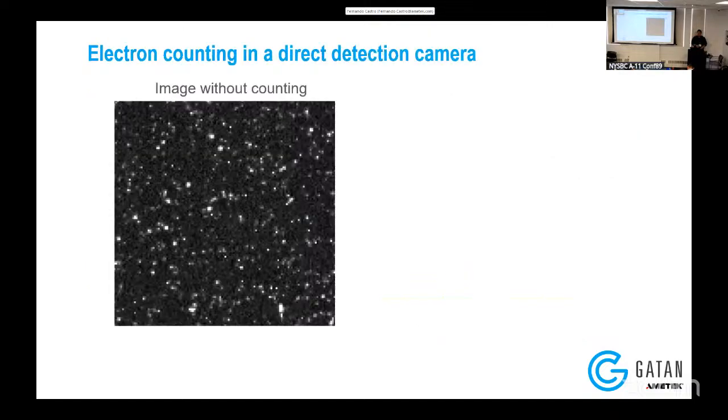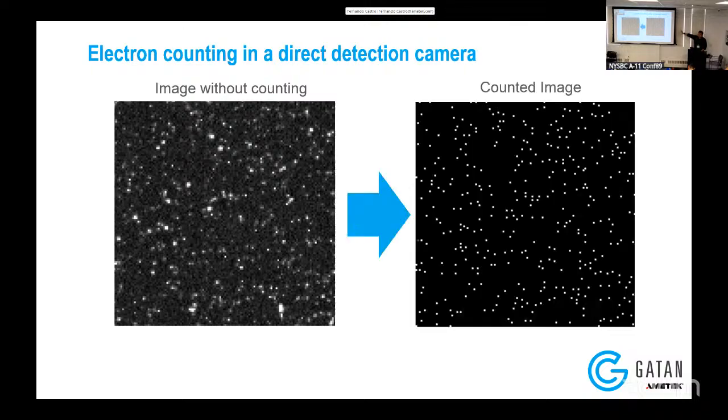So direct detection cameras, because you don't have this very lossy conversion process, are much more sensitive cameras in general. And when you combine direct detection with counting, which is what we do here at Gatan and many other folks who make detectors do, you get an even better improvement in the data quality. By itself, this is what an image may look like on the camera. With counting, you'll see a very different image.